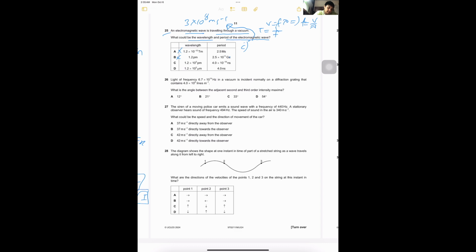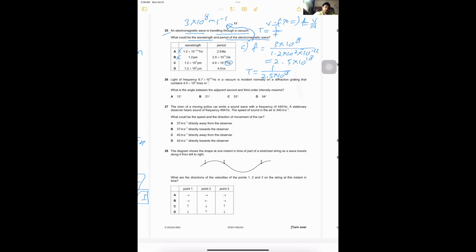For part C, the frequency is 3 into 10 to the power 8 by 1.2 into 10 squared into 10 to the power minus 12, which is 2.5 into 10 to the power 18, and this is 1 by 2.5 into 10 to the power 18. So they've converted to nano.